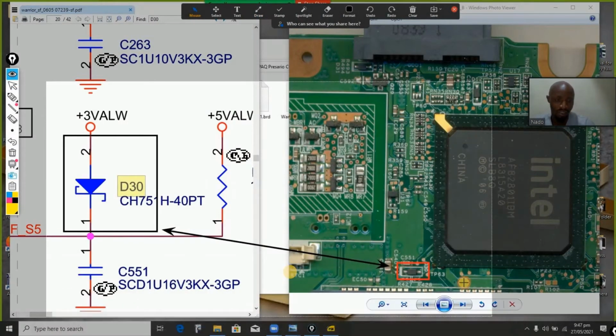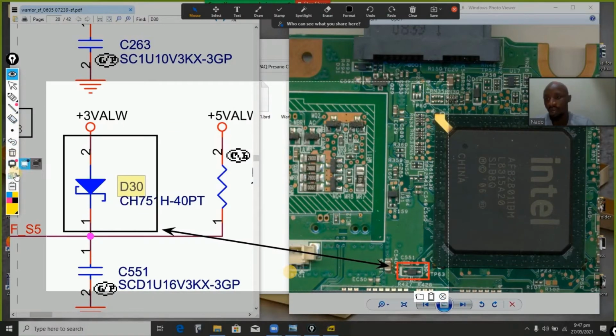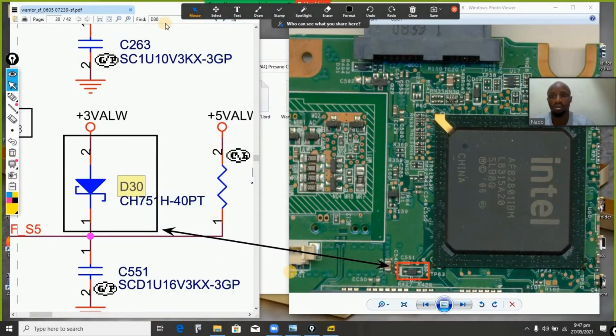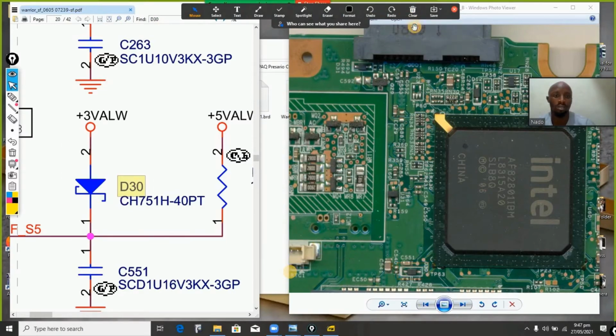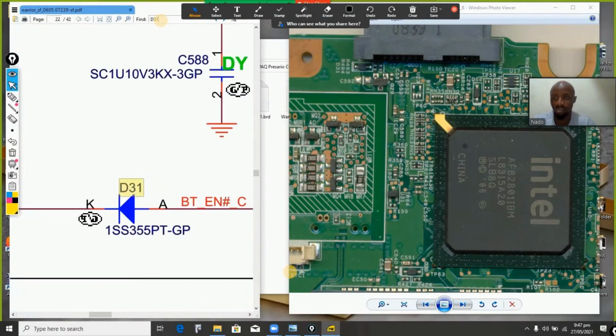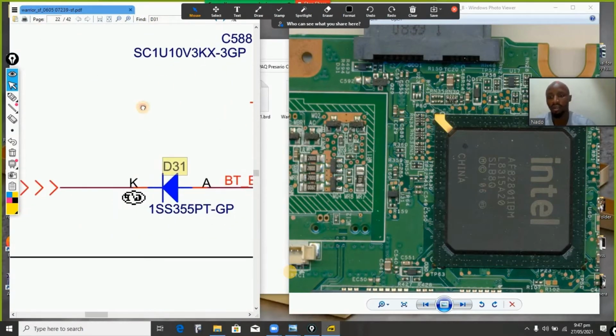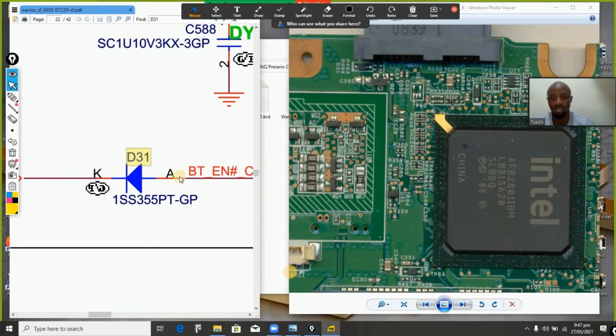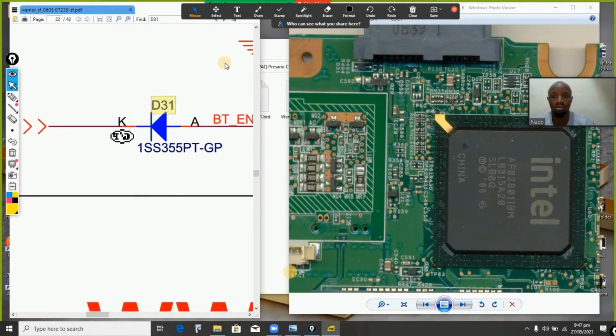So let me take screenshot of this part. So we'll confirm the second one too. Is it whether it is normal diode or Zener diode? So we are going to confirm this together. So what is the second one? The second one is D31. This is it here, D31. I'll type it here, D31. So here we have normal diode. So the second diode here is the normal diode.